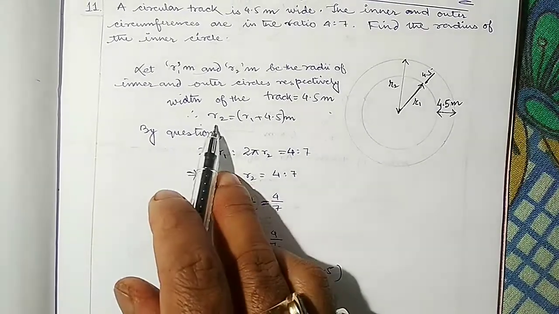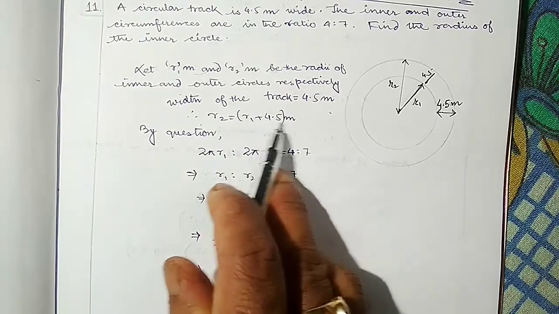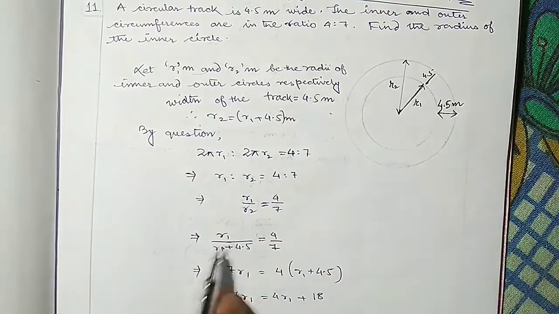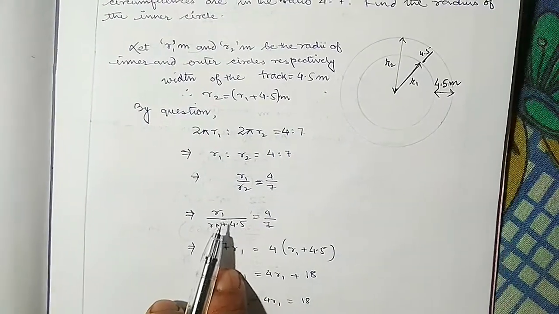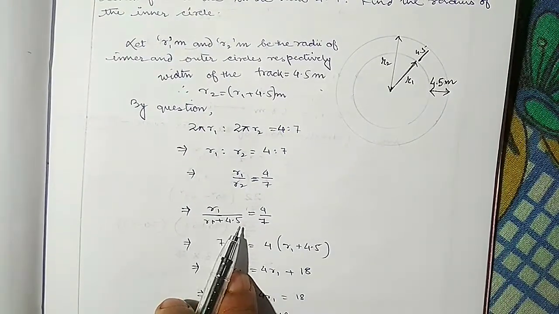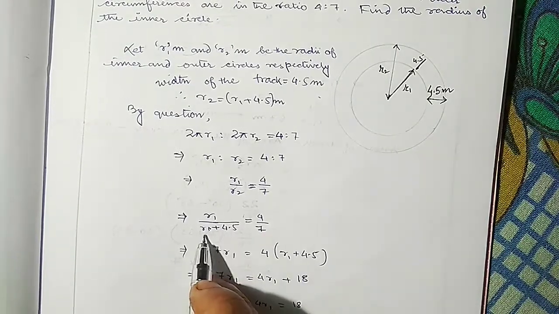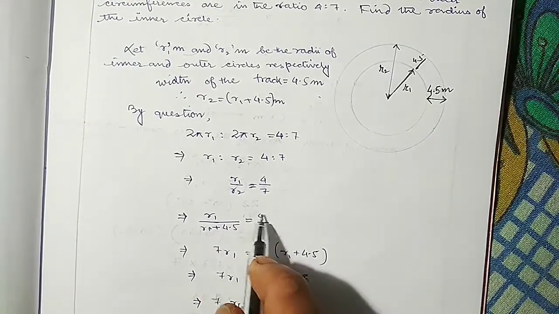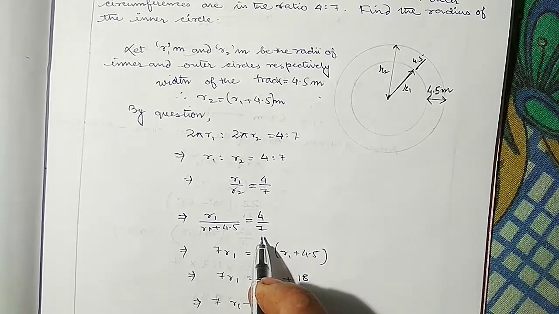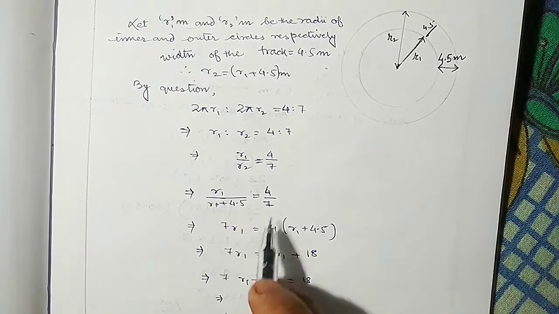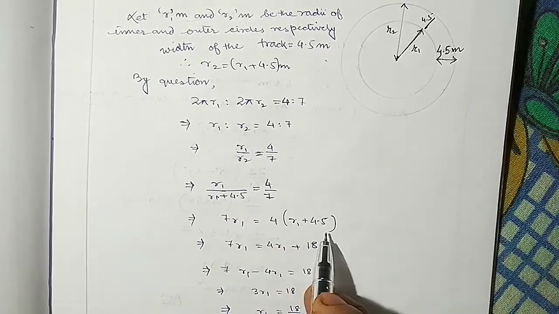Now we know R2 is R1 plus 4.5. So instead of R2 we can write R1 plus 4.5. So ultimately we got R1 by R1 plus 4.5 equals 4/7. Now if I cross multiply, 7 into R1 will be equal to 4 into R1 plus 4.5.